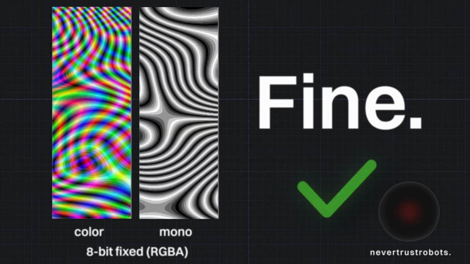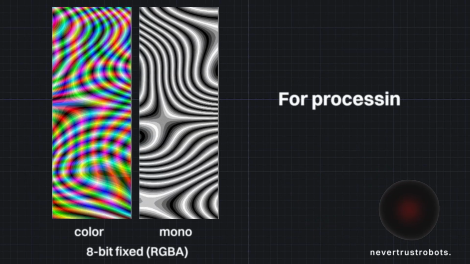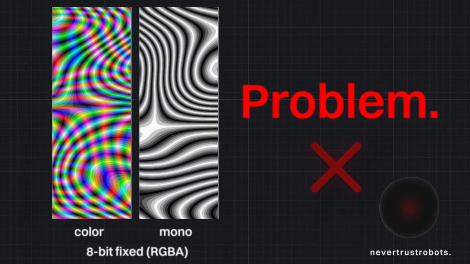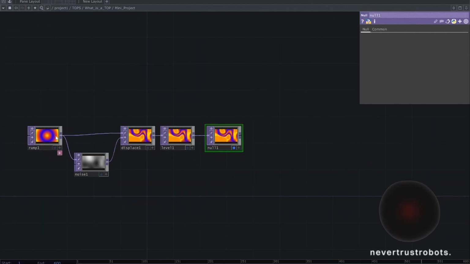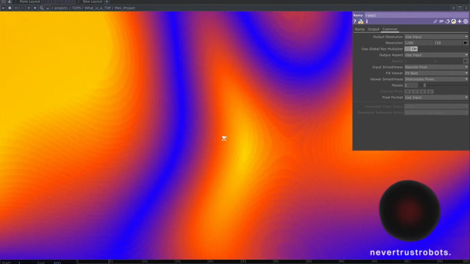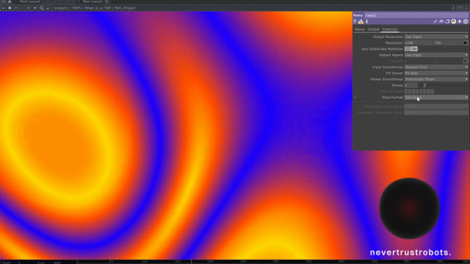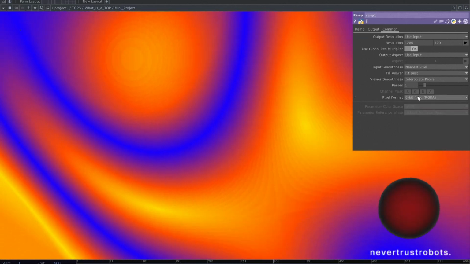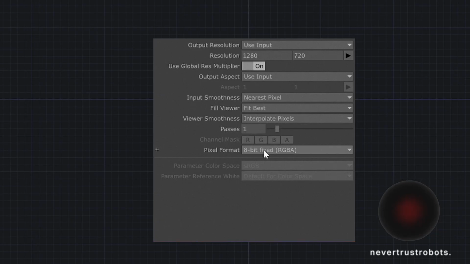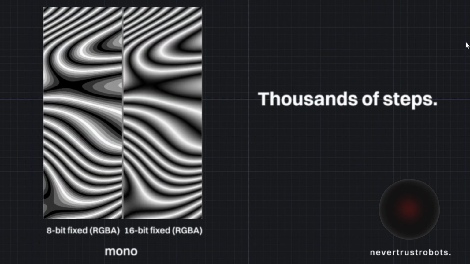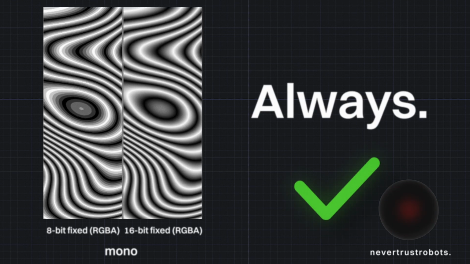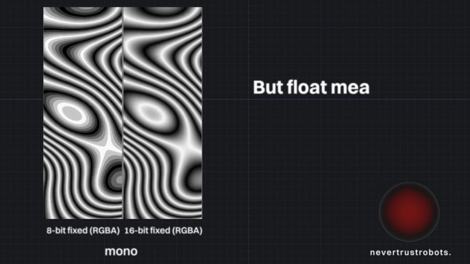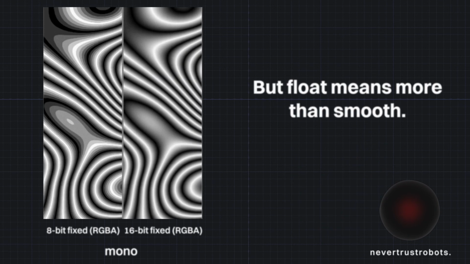Fine. For processing. Problem. You see steps. Banding. Dark gradients. Subtle colors. 8-bit fails. 16-bit float. Thousands of steps. Smooth gradients. Always. But float means more than smooth.